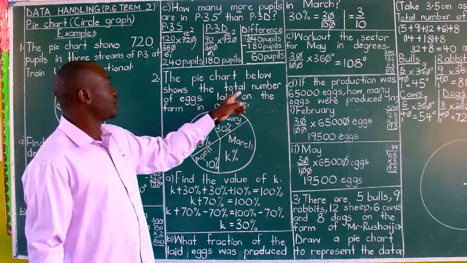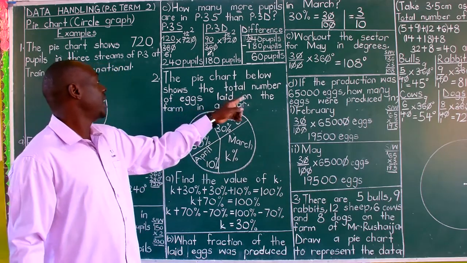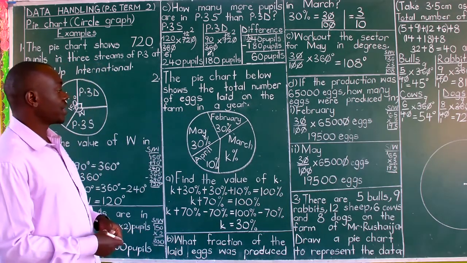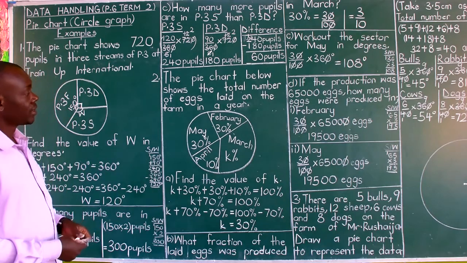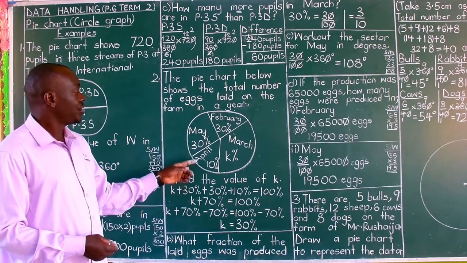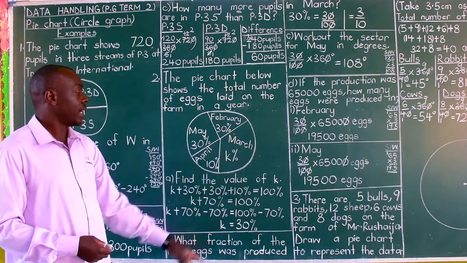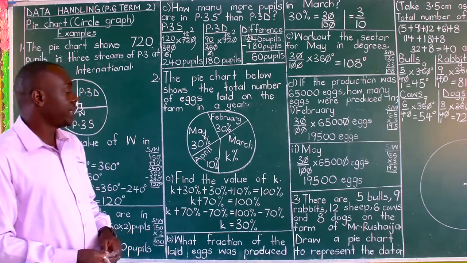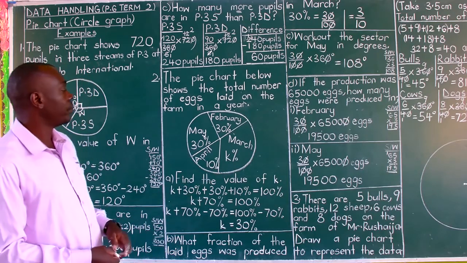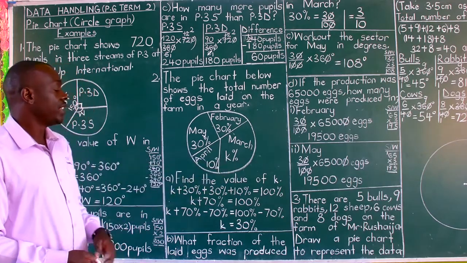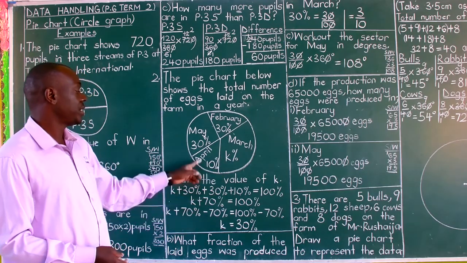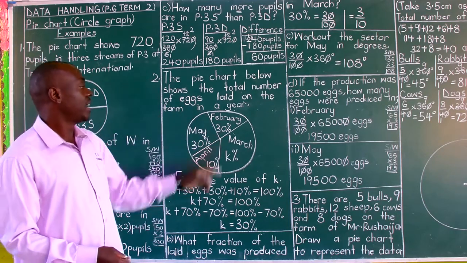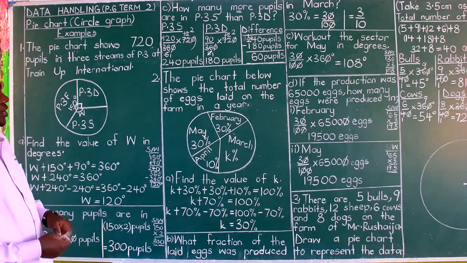The pie chart below shows the total number of eggs laid on the farm in a year. So some months are given properly. So they are laid in May, in February, March, and April. Now, the information has been displayed in percentage form, where March has got the hidden percentage K, that's K percent, April 10%, May 30%, and February 30%.